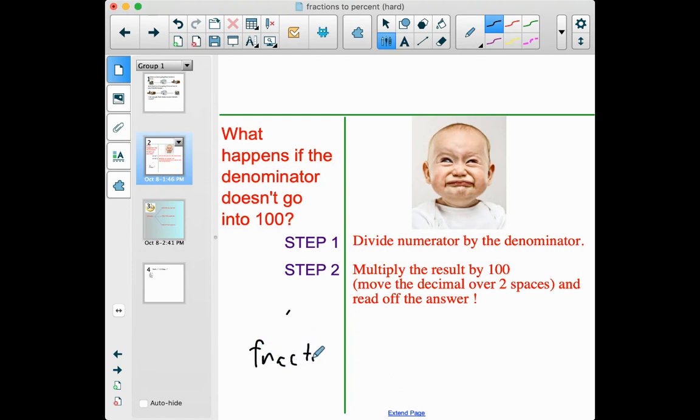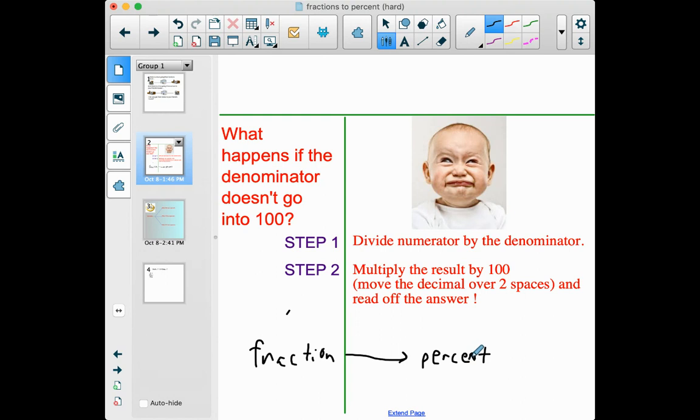to a percent. The way that we learned how to do this is to rewrite the fraction so that the denominator was 100. Once we have the denominator as 100, then we know the percent, because percent means out of 100, right? So if we get the fraction to be like 20 out of 100, then that is just 20%.